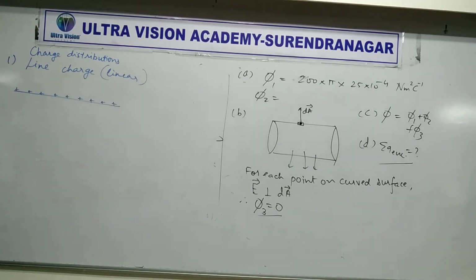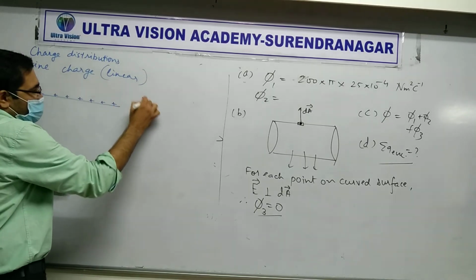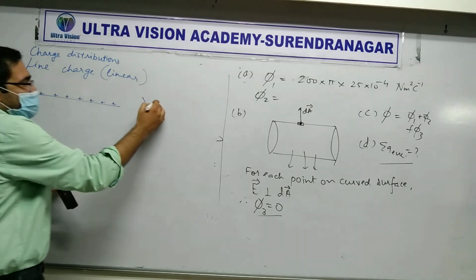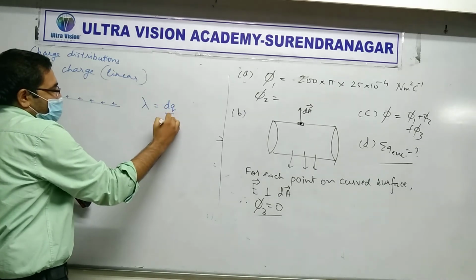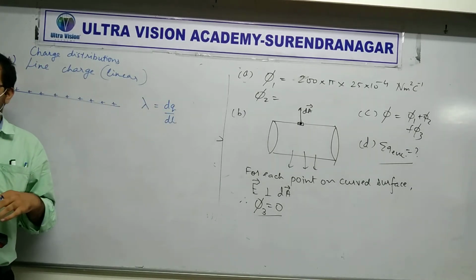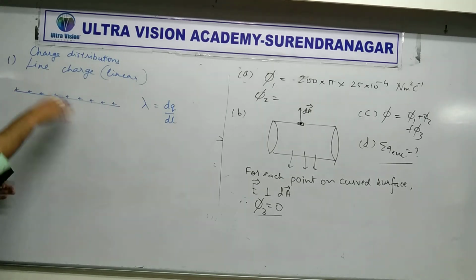This is called a line charge. Here we define something called lambda, that is linear charge density. Clear or not? We had a little bit of discussion about this in the morning. If you bend this, it will become like a ring, correct? Fine, first one clear.